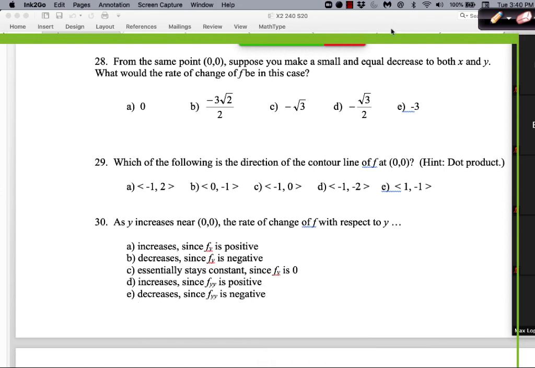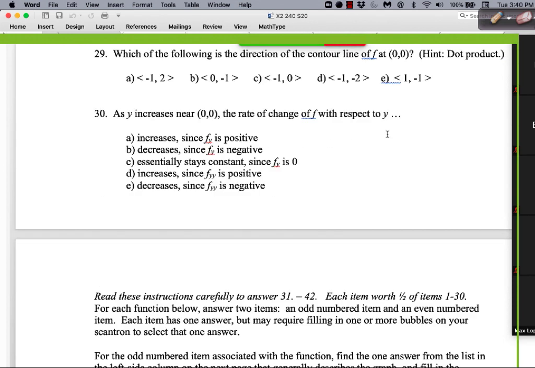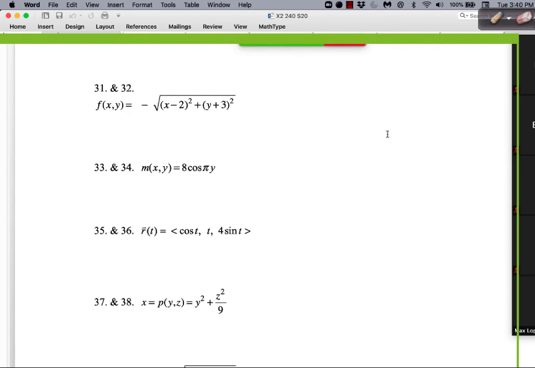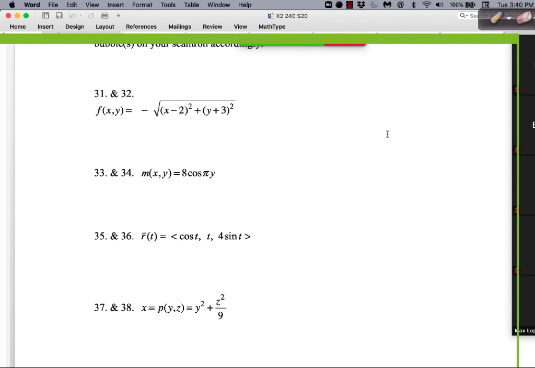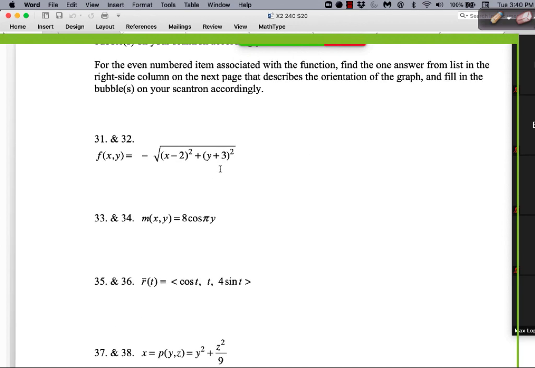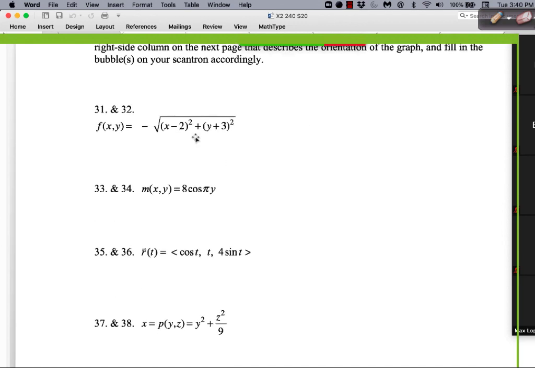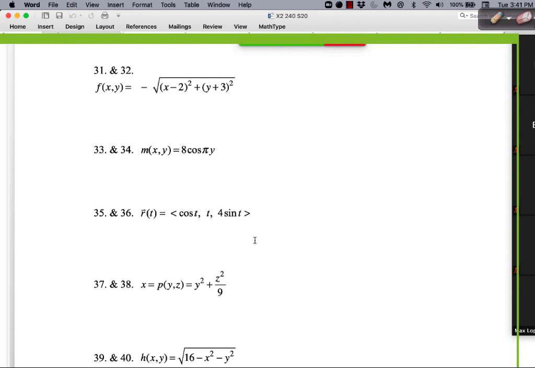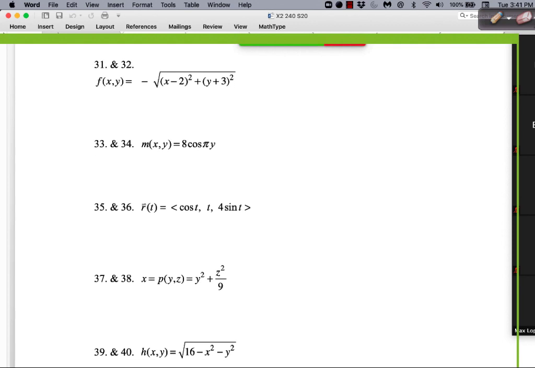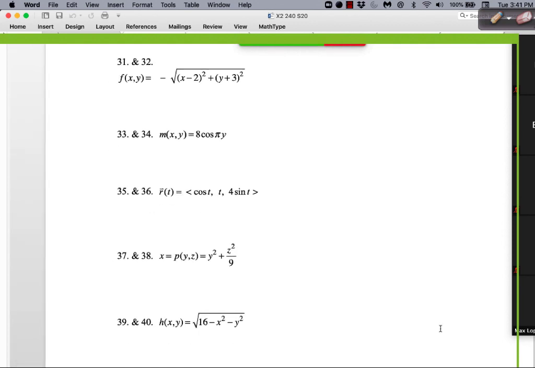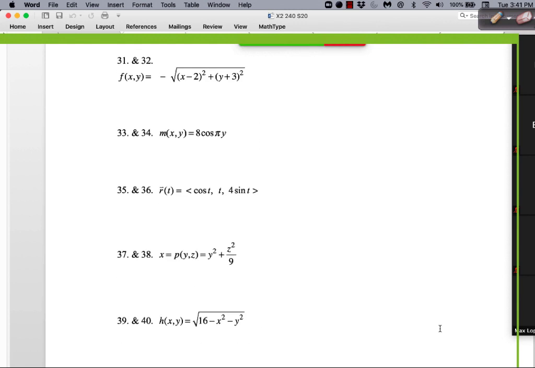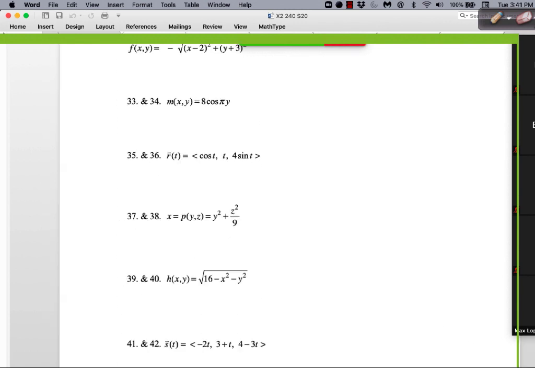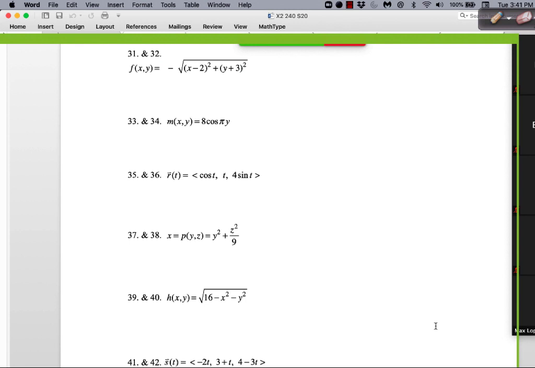Okay, the last two pages were all of the surfaces, if you remember. Besides testing your knowledge of surfaces, this was also testing your knowledge of the distinction between surfaces and curves in space. So which ones of these are surfaces and which ones are curves in space?